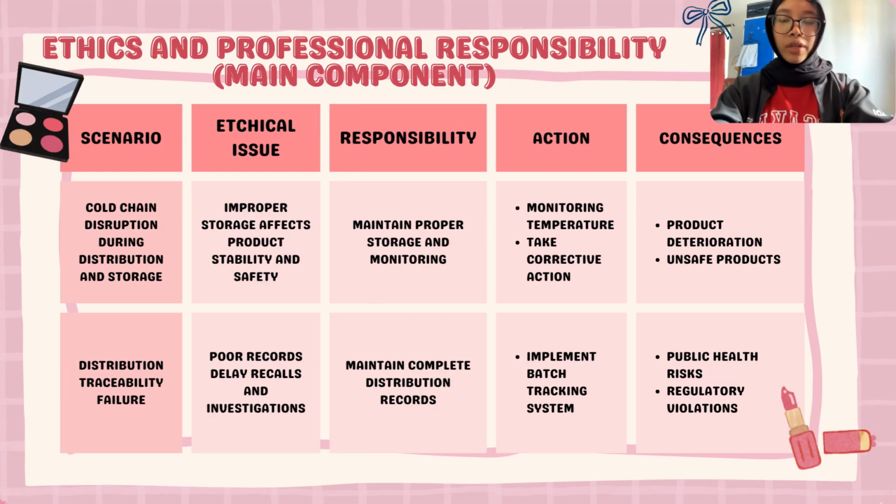The next scenario is cold chain, which refers to maintaining products at the correct temperature during storage and transportation. Some cosmetic or skincare products contain active ingredients that can become unstable if exposed to excessive heat or incorrect temperature. The ethical issue here is improper storage that affects product stability and safety. If products are not stored properly, their quality may decrease, ingredients may break down, and the product may no longer be safe or effective for consumers.